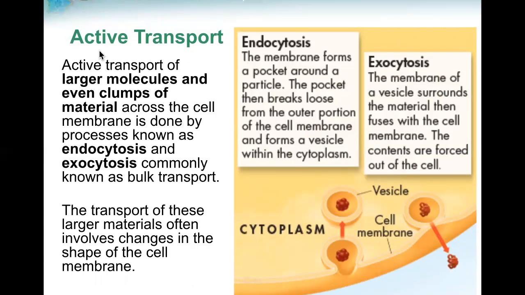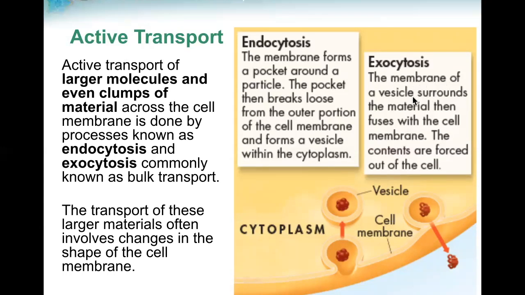Active transport of larger molecules and even clumps of material across the cell membrane is done by a process known as endocytosis and exocytosis, commonly known as bulk transport. The transport of these larger molecules often involves changes in the shape of the cell membrane. In endocytosis, the membrane forms a pocket around the particle. The pocket then breaks loose from the outer portion of the cell membrane and forms a vesicle within the cytoplasm as it comes in. So it will grab around it and then break off and become a vesicle inside the cell.